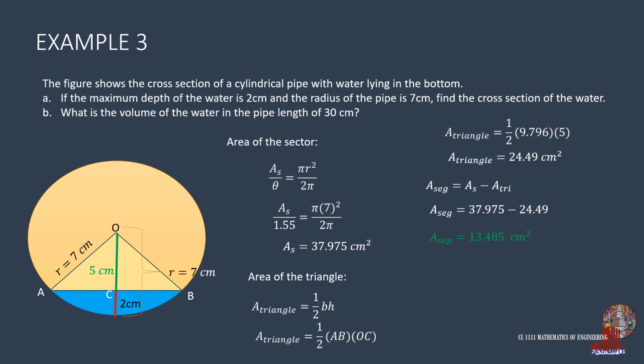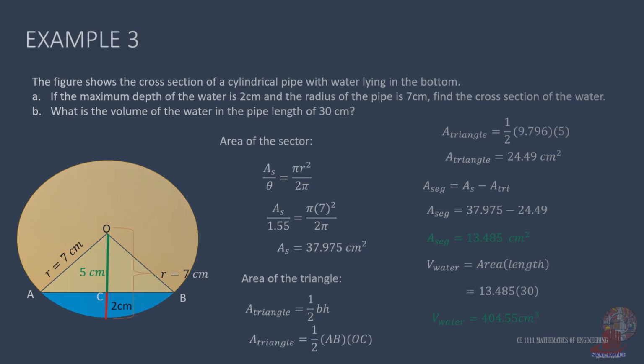13.485 square centimeters. The next question is answered by taking the cross-sectional area multiplied by the length of the pipe. Thus, the volume of water is 13.485 times 30. The volume is then 404.55 cubic centimeters.